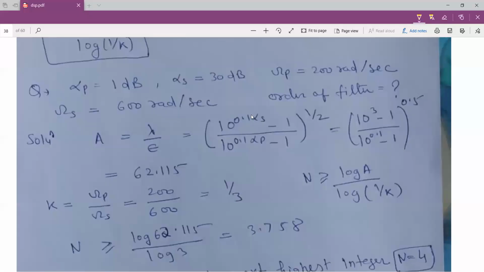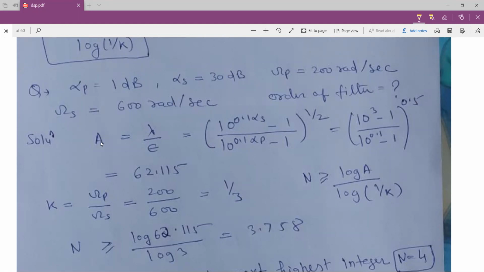Here is a small example to illustrate the concept explained above. Alpha p is given as 1 dB. In the given question, alpha s is 30 dB. Omega p is 20 radian per second. Omega s is 600 radian per second. Radian per second represents the analog frequency. So you have to find the order of the filter.